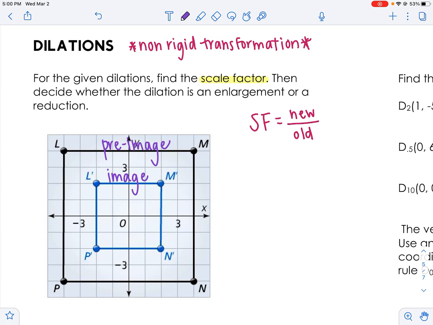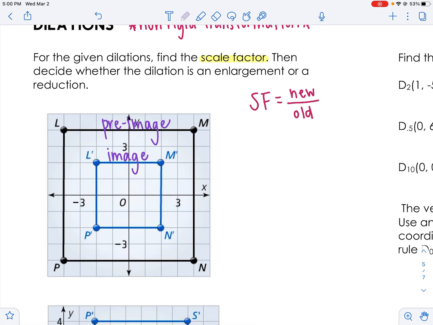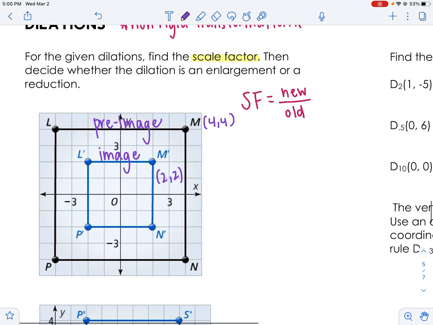So the way that this works is I'm just going to pick a point. It doesn't matter which point I pick. I'm just going to go with M and M prime because it's right there. I'm going to figure out where each one is at. So M is at 4, 4. And M prime is at 2, 2. Well, without finding the scale factor, you can probably figure out, is it an enlargement or is it a reduction? And this is going to be a reduction because it gets smaller.